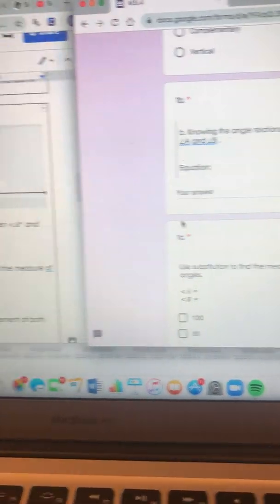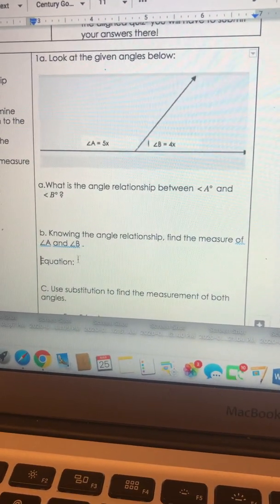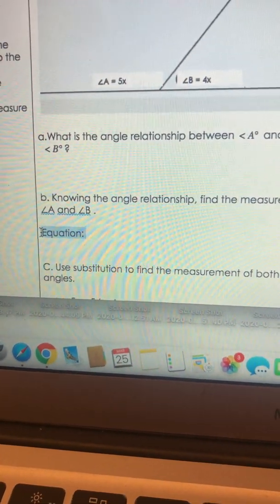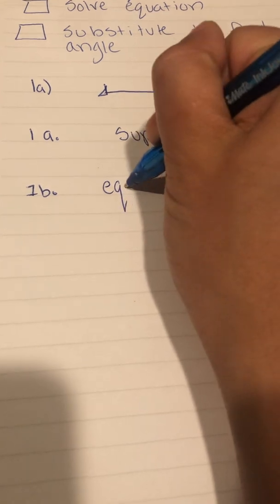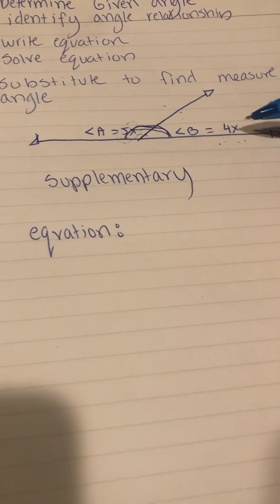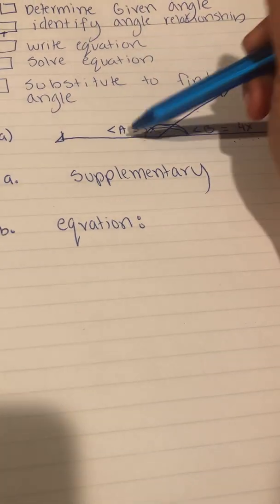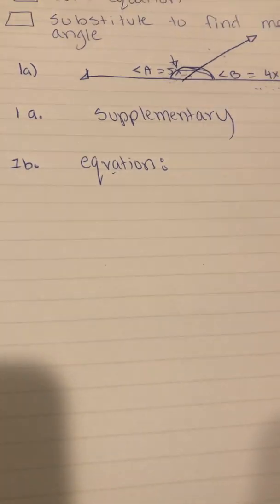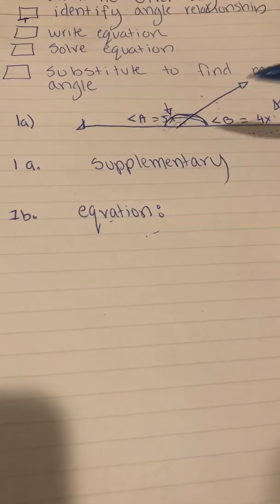Okay, 1B. So it says here, knowing the angle relationship, we have to find the measure of angle A and angle B. And the first thing is it asks you for the equation, and that's actually what we're going to type in next. Okay, so if I want to find the actual measure of 5x and 4x, I have to figure out, well, what is x first before I actually find the measure of both angles. So really listen and pay attention to the equation part, because I know that in yesterday's lesson, a lot of you got this incorrect.